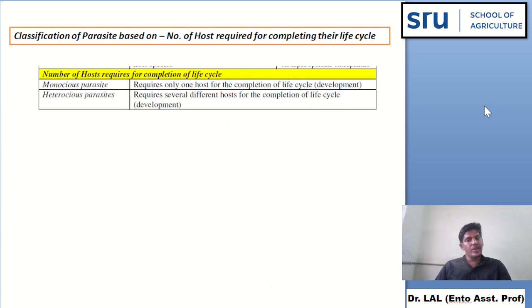Next, classification of parasites based on the number of hosts required for completing their life cycle. Monoecious parasites require only one host for the completion of their life cycle. Heteroecious parasites require several different hosts for completion of their life cycle.